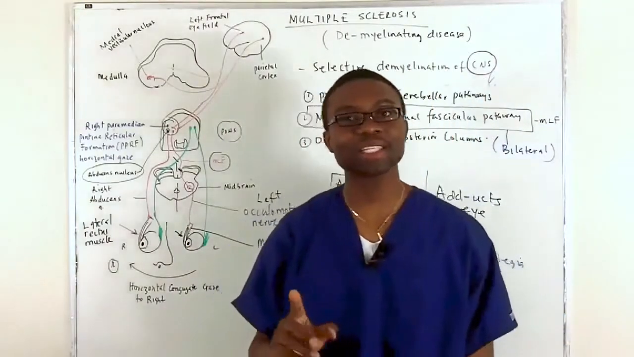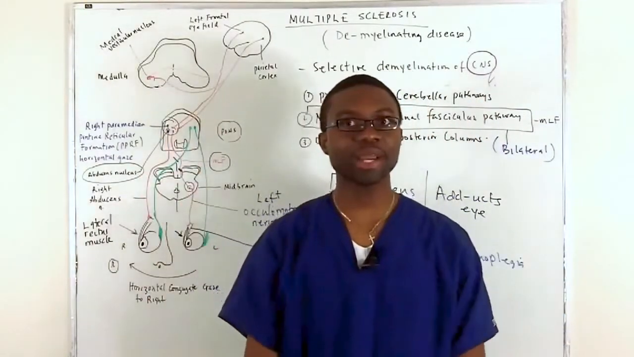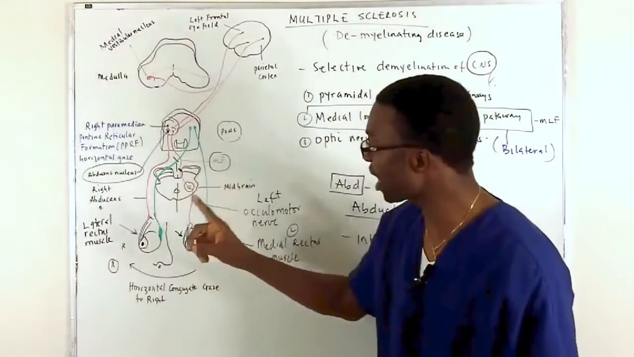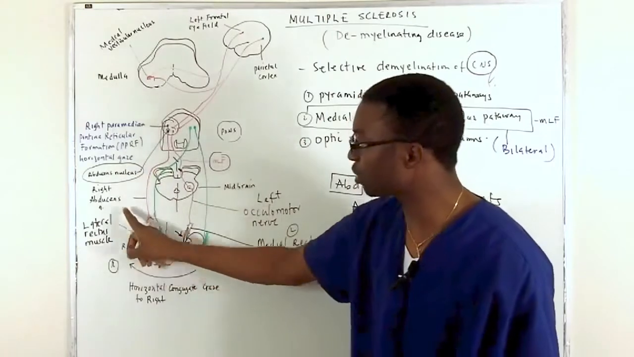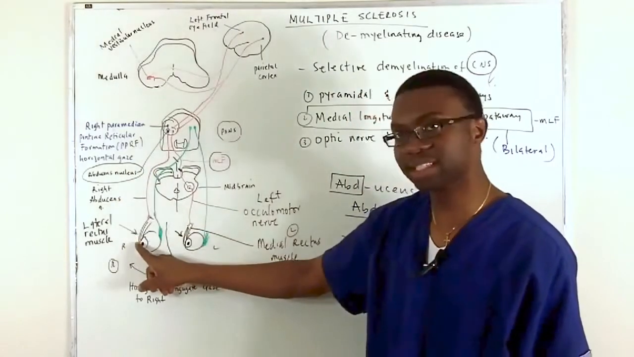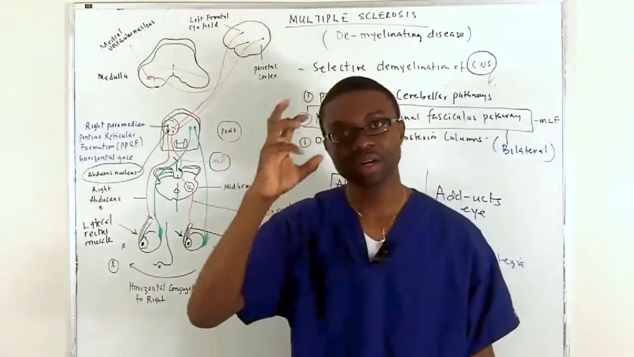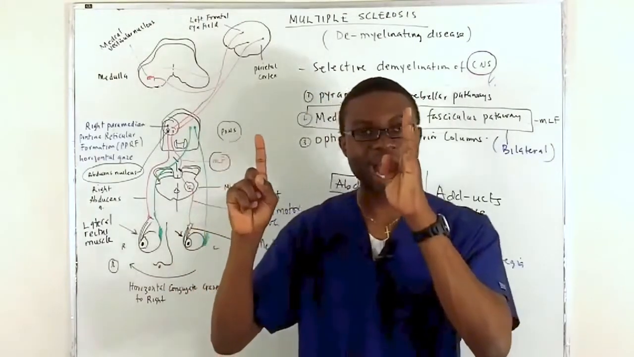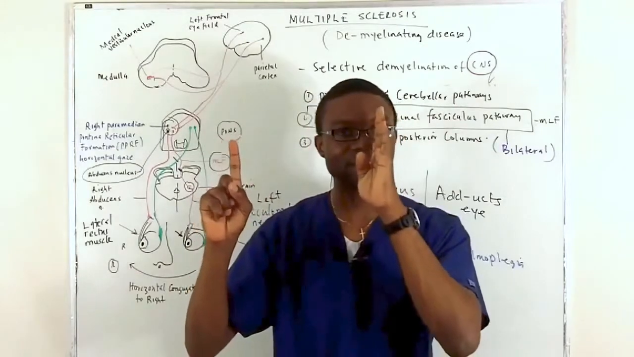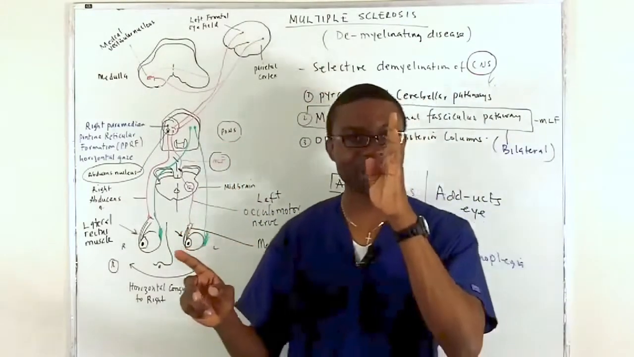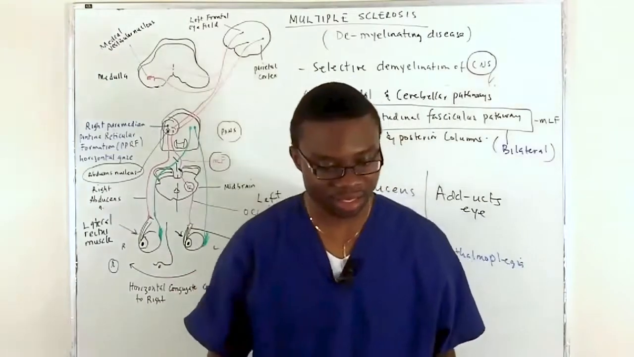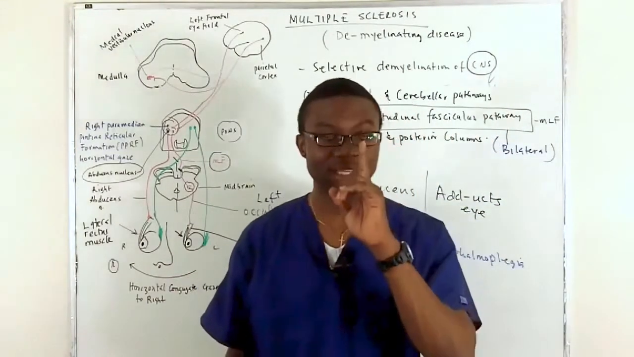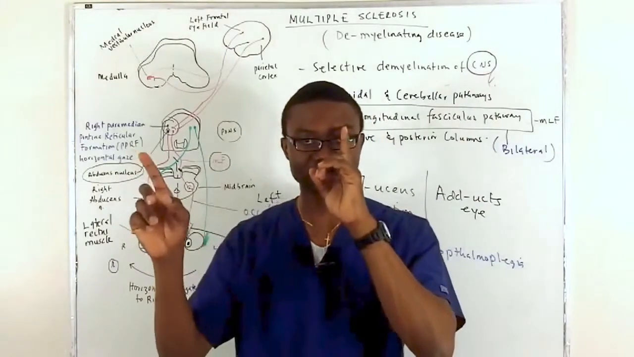So when I tell the patient to look to the right, do this, they will be able to abduct. Why? Because the PPRF goes straight down through the right abducens nerve and tells the lateral rectus muscles to fire, contract, and move to the right. That's good. But their left eyeball will not be able to adduct. Why? Because the MLF is damaged, so it's going to stay in the middle. So this patient will be unable to adduct this eyeball when I tell them to look to the right.